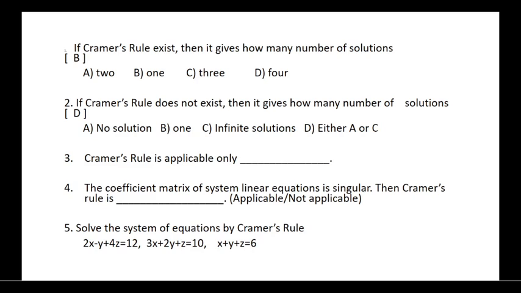Then x is equal to delta 1 divided by delta. Delta 1 we got 8, divided by 8, gives 1. y is delta 2 divided by delta, that is 16 divided by 8, equal to 2. z is equal to delta 3 divided by delta, that is 24 divided by 8, equal to 3. So the solution set is x equals 1, y equals 2, z equals 3.